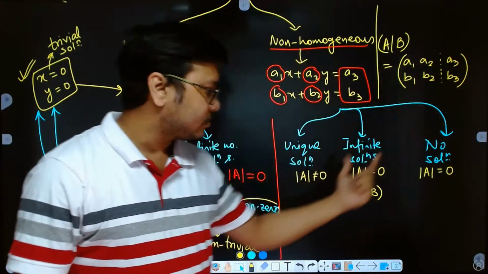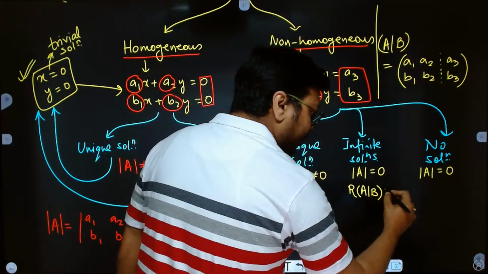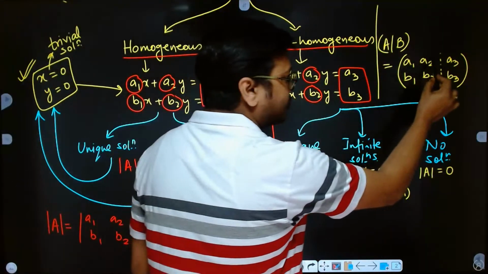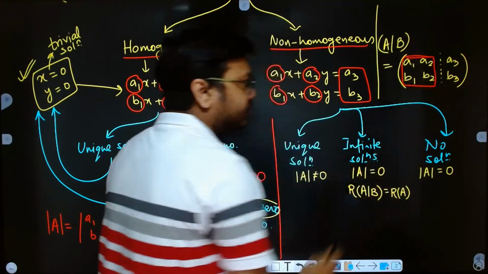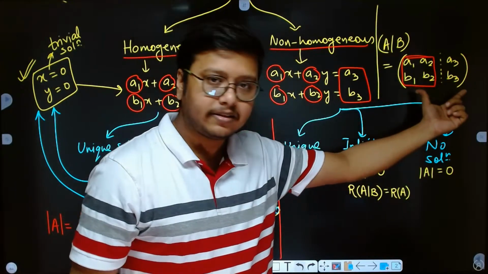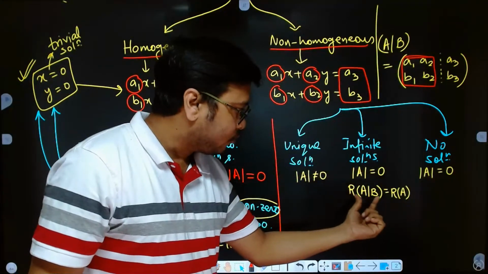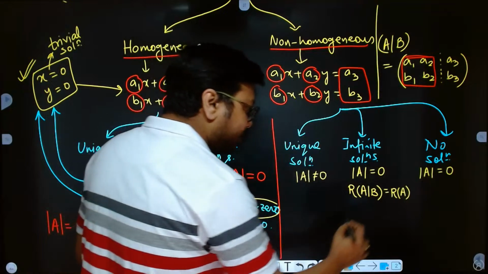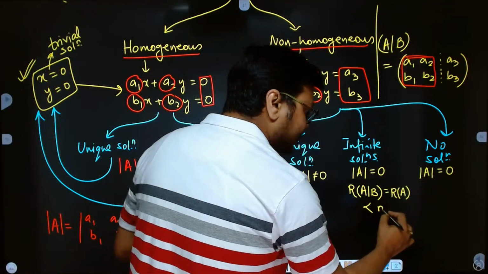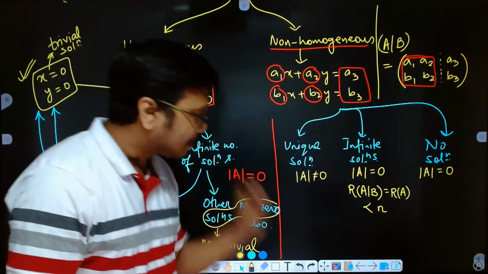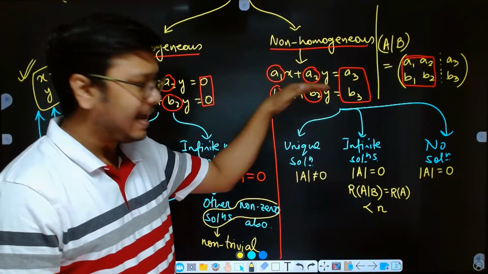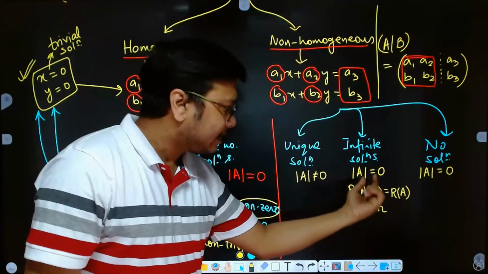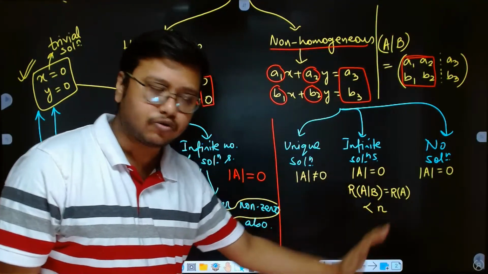The rank of this matrix has to be equal to the rank of just the A matrix. Just this portion is my A matrix; the entire thing is the augmented matrix. So the rank of the augmented matrix has to be equal to the rank of the original matrix, and along with this, these ranks must be less than the order of the matrix, supposing there are n equations and n variables.